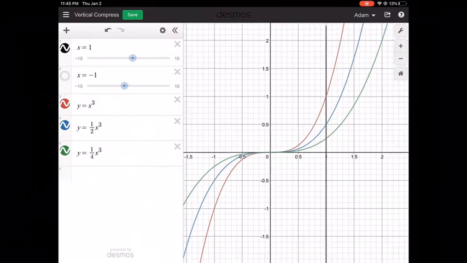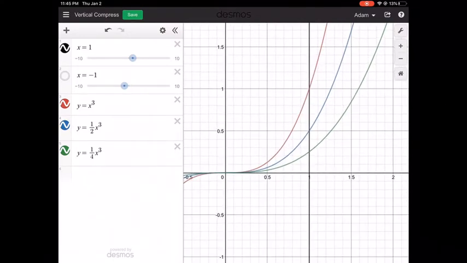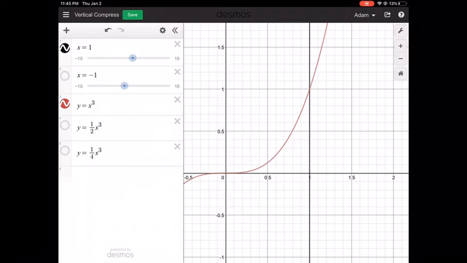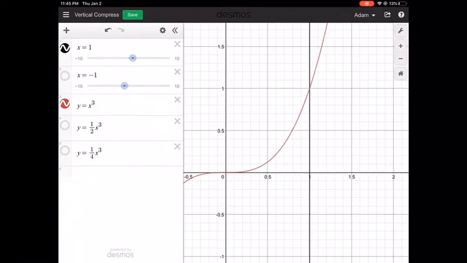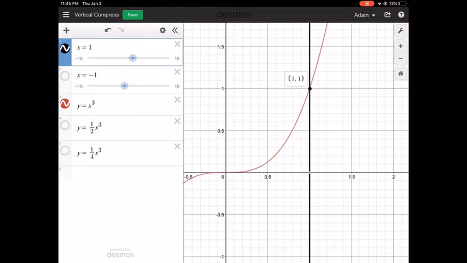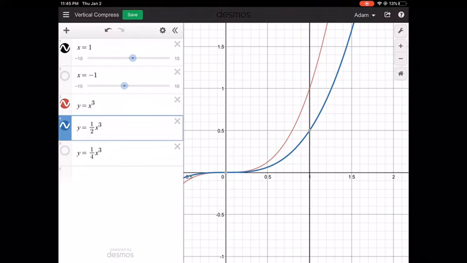First, we'll look at the positive side. So, in our parent function, we have a y value at 1. So we have a point at 1, 1. My y value is 1. So when I multiply my parent function on the outside by 1/2, notice that my y value changes. Now my y value is 1/2 times 1, which is just 1/2. 0.5 is 1/2. And then if we multiply on the outside by 1/4, the same thing's going to happen.